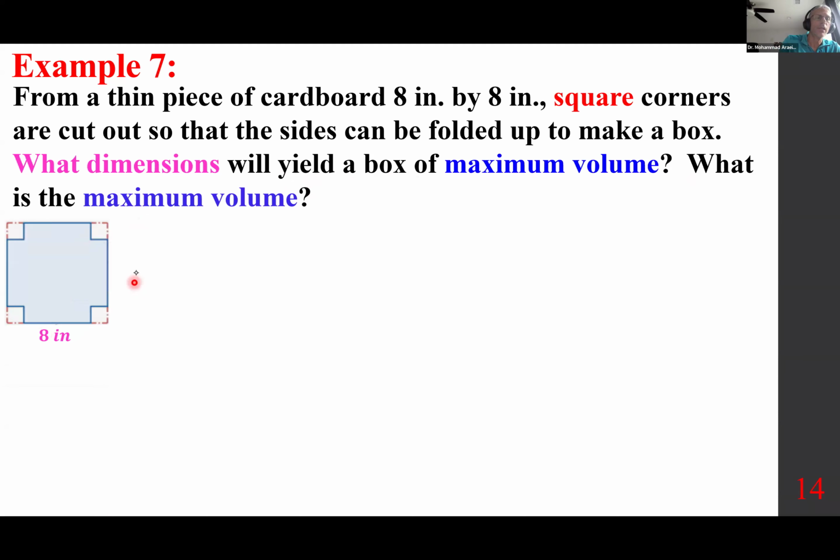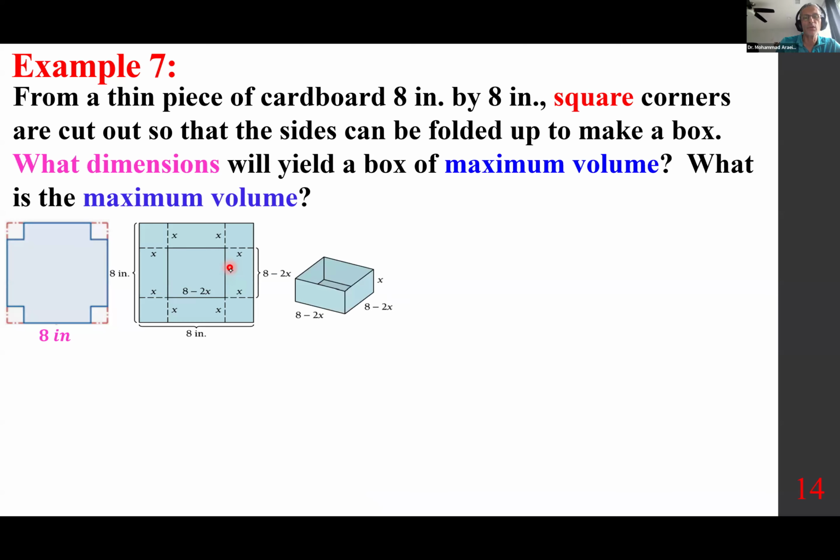So we have an 8 by 8 cardboard. We're going to cut corners by X amount. So this is X, so is this one. This is X, so is this one. X, X, X, X. Which means if we cut X from each side, this will be 8 minus 2X. This will be 8 minus 2X. When we fold it, it will look like that.